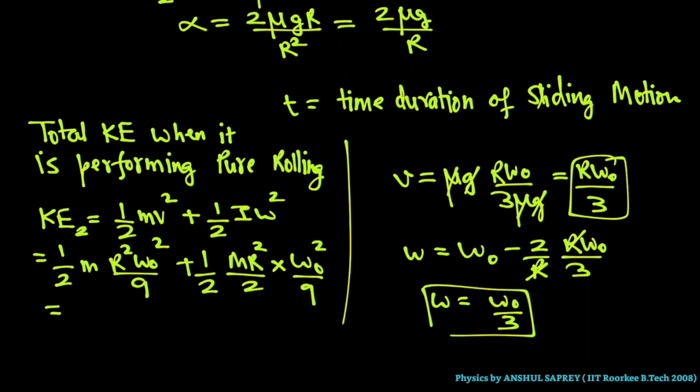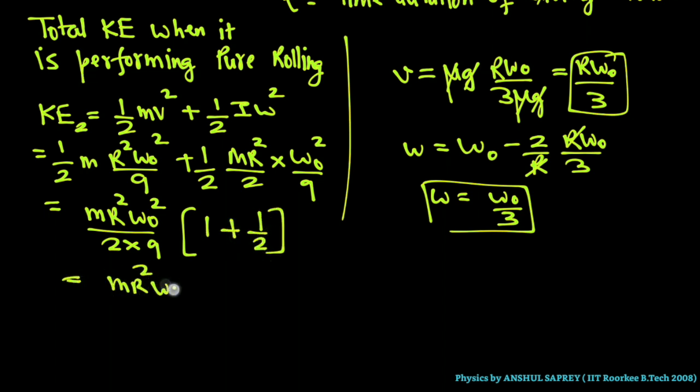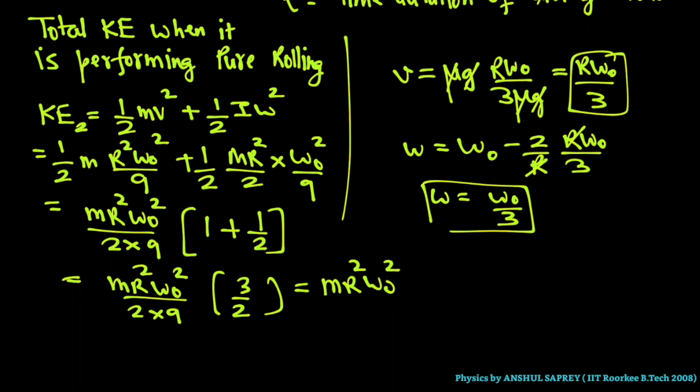By adding these two, we will get mr square omega naught square by 2 into 9, with 9 taken out, in the bracket 1 plus 1 by 2, which is equal to mr square omega naught square by 2 into 9, whole multiplied by 3 by 2. So that is equal to mr square omega naught square whole divided by 4 into 3, which is 12.